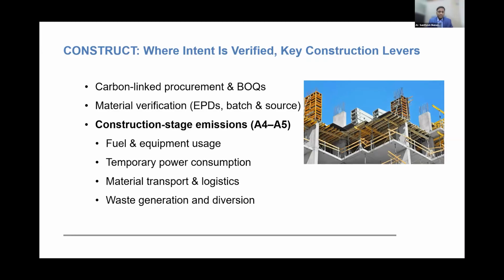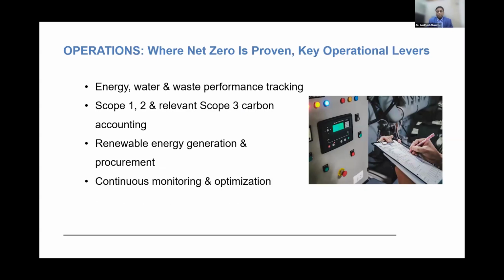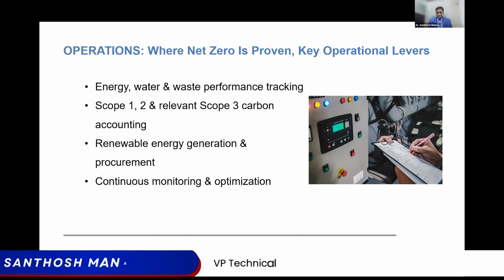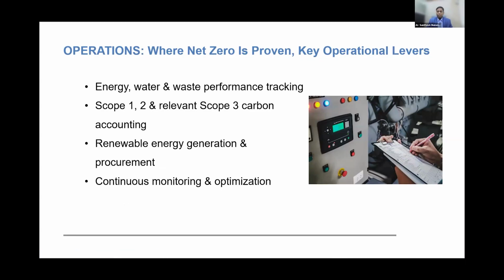We need to adhere to the assumptions made with respect to the construction stages. Ultimately, net zero is proven in operation, so we need to consistently keep a track record of energy, water, waste, along with the overall CO2e data, which could be called scope 1, scope 2, and scope 3, the direct and indirect emissions. Renewable energy can also be brought into the equation, generated or procured by power purchase agreements or anything of that sort. And net zero is not a one-time achievement, it needs to be consistently considered as an operational commitment.